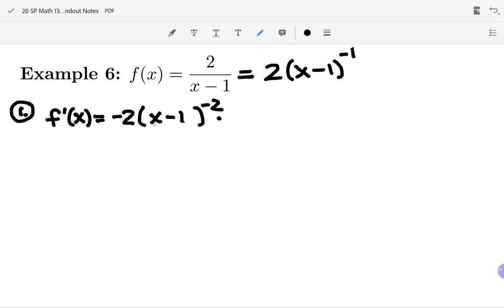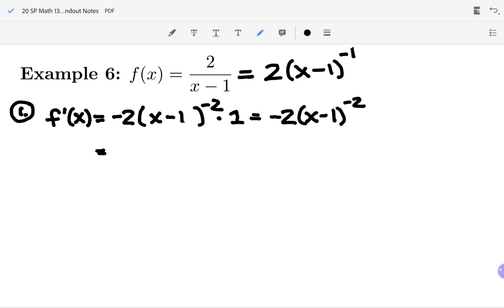What's the derivative of 1x minus 1? Derivative of 1x is 1. Derivative of minus 1, that's a constant. It's 0. So I could just do 1 times negative 2. It's still going to stay negative 2. And I have x minus 1 to the negative 2, multiplying that 1 at the end.